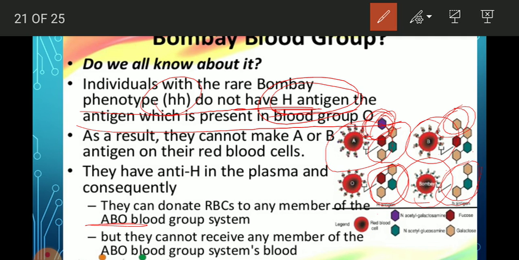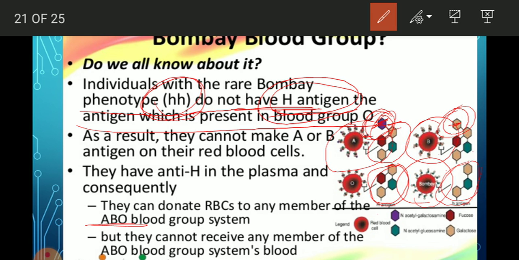Because antigens A and B, like this one and this one, will not attach directly to red blood cells. They will attach with the help of H antigen. So H antigen is present in the blood group, but it will not attach to the red blood cells until antigen A or B is present. It means the genes are not making this one. So we can say the phenotype is HH, that is not highlighting itself in the blood, so that's why the blood group is O.